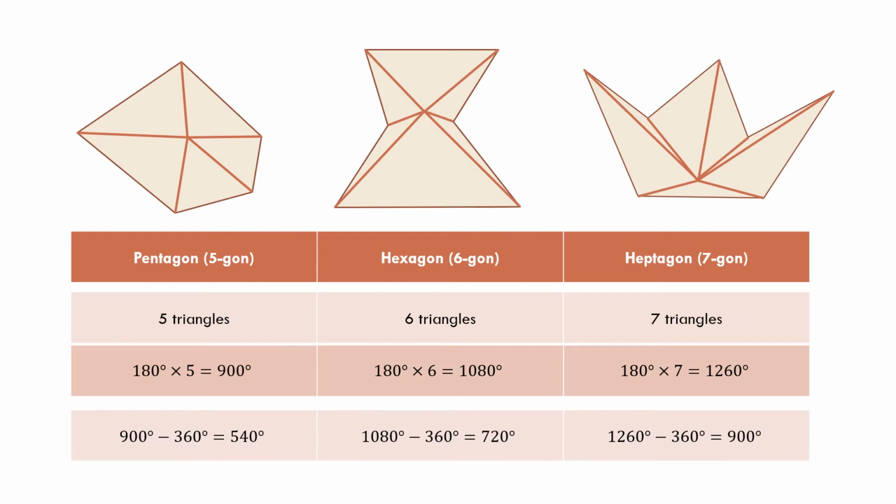Now, just like last time, I have this extra 360 degree angle at the center, so all I have to do is subtract that off. 900 minus 360 degrees gives me 540 degrees for the pentagon. For a hexagon, that's 1080 minus 360 degrees, so the sum of internal angles for a hexagon is 720 degrees, which is what we just checked. For a heptagon, that's 1260 degrees minus 360, which gives me 900 degrees for the sum of internal angles inside the heptagon.